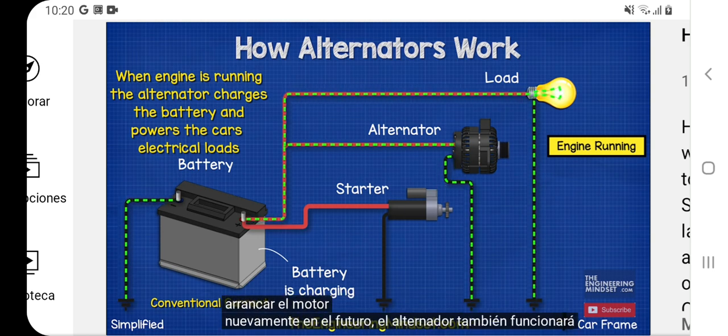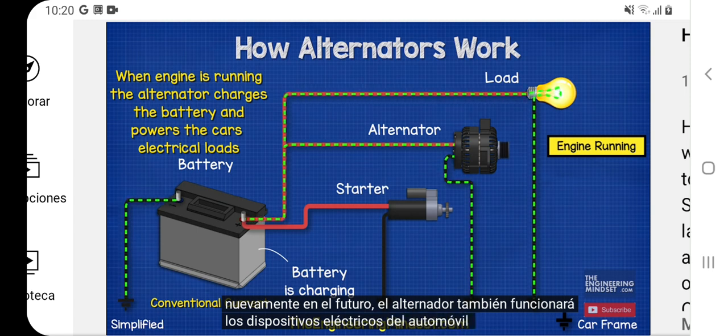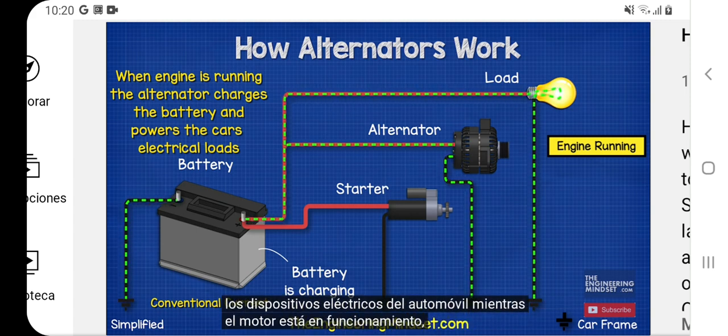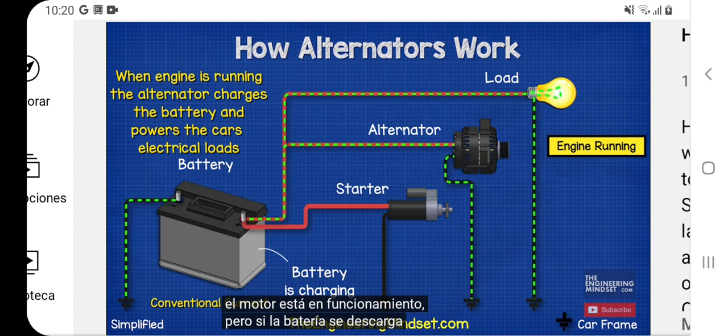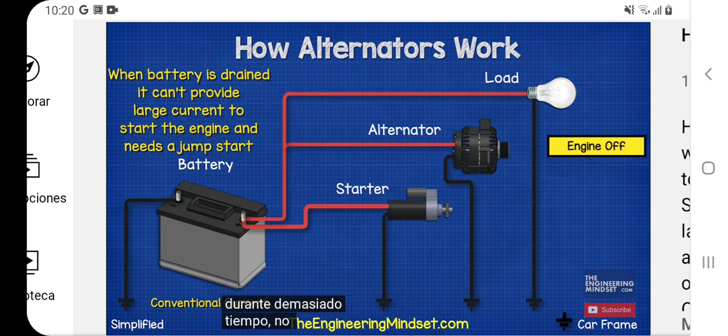The alternator will also power the car's electrical devices while the engine is running. But if the battery is left to discharge for too long, then it will not be able to provide the large current necessary to start the starter motor, and so the car will need to be jump-started.